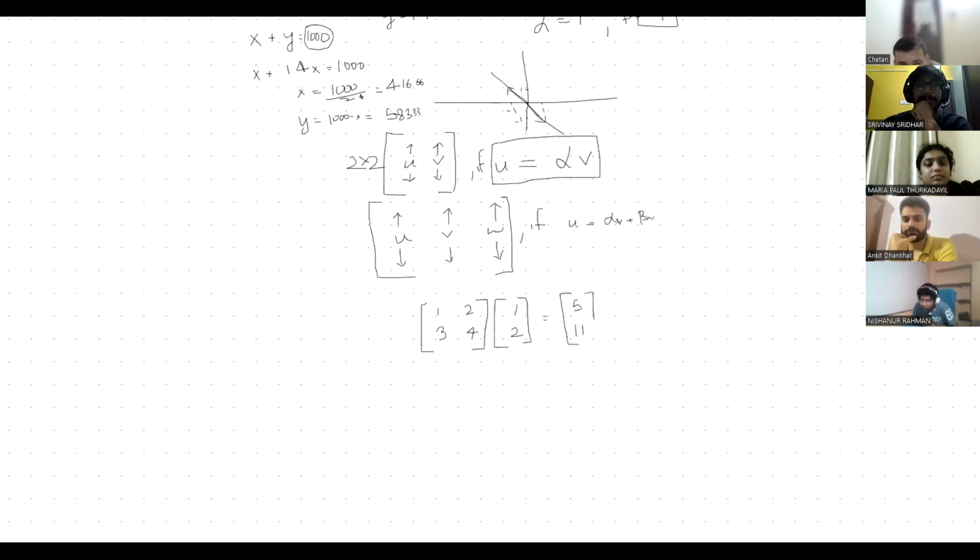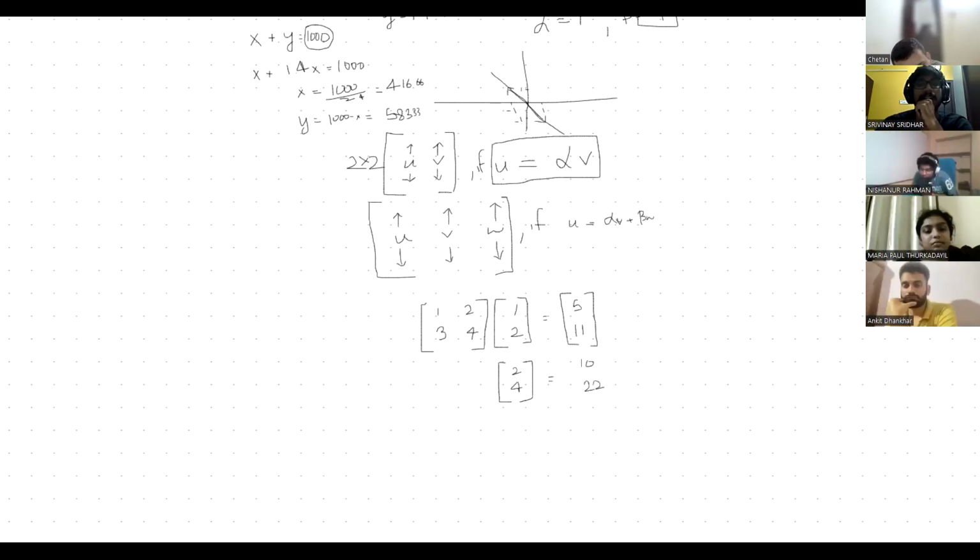Question. Let me do this step by step. Where does it take the input 2, 4? 10, 22. Where does it take the input 10, 20?